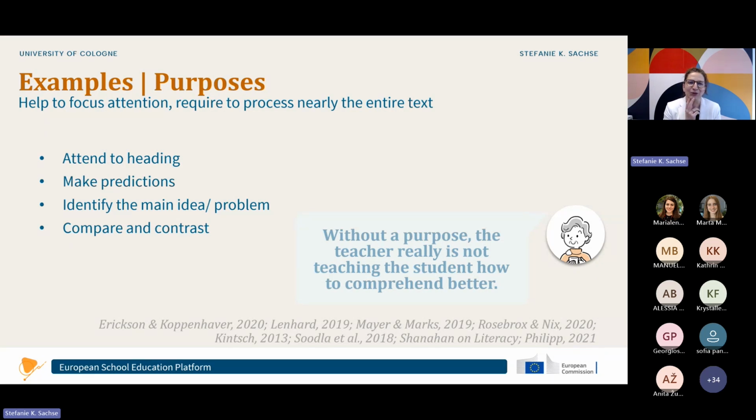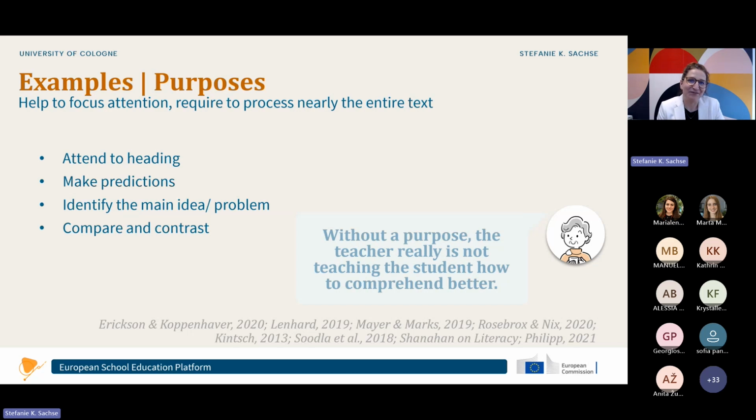So one might be to attend to the heading. What does the title say? Do you have some ideas? What could this be about? The Prisoner of Azkaban. What do we expect? We could make some predictions, and we can do this early. We could do this each time we take a new book, a new journal, or the newspaper and look into certain articles.